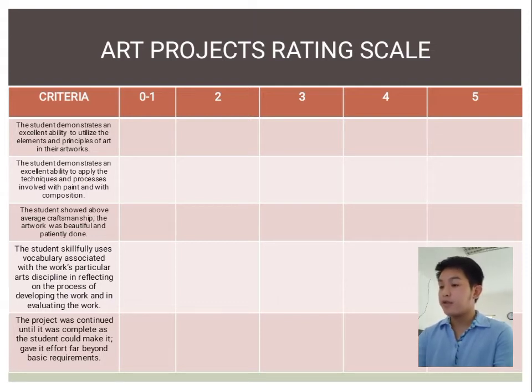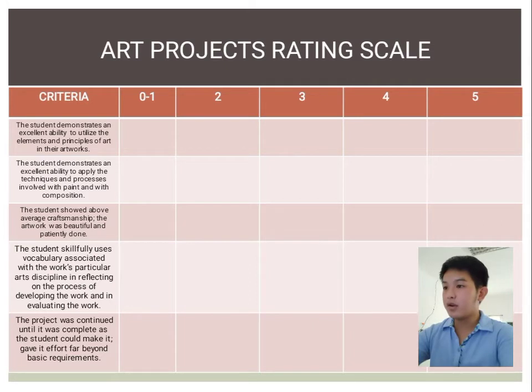So in the first criteria, the critic will be trying to see if the student demonstrates the elements and the principles of art like the line, the shape, the form, the space, and the color of the artwork. If the student does it excellently, then it will be rated more than 3. But if it's otherwise, then it will be lesser than that.